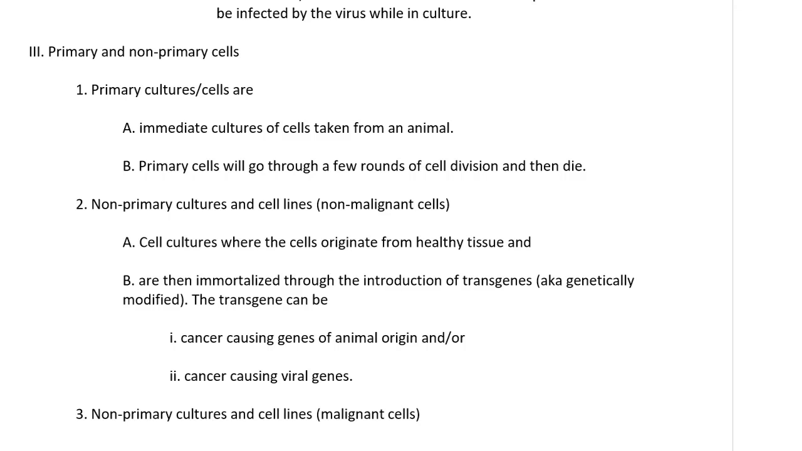Okay, primary and non-primary cells. Primary culture cells are immediate cultures of cells taken from an animal. Primary cells will go through a few rounds of cell division and then die. So these are cells taken directly from normal tissue and then moved to an in vitro environment like a plate or petri dish, and then grown in that environment. They will go through a few rounds of division and then they will die because normal cells cannot indefinitely go through mitosis.